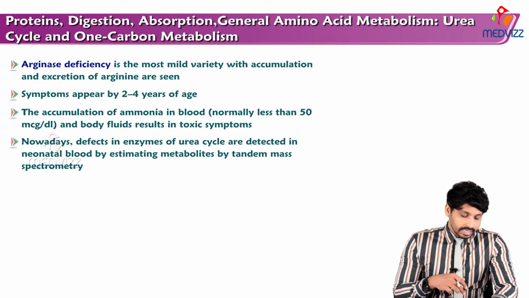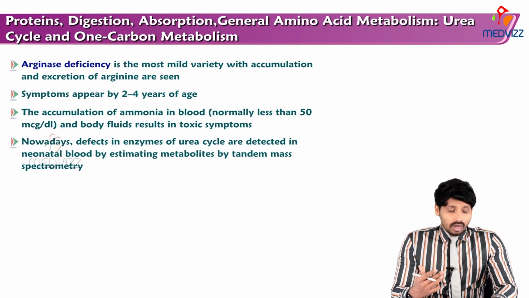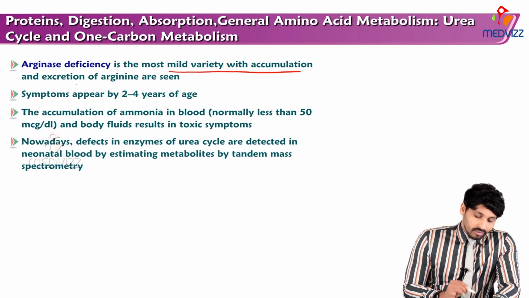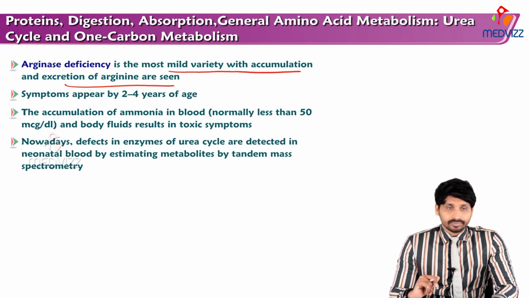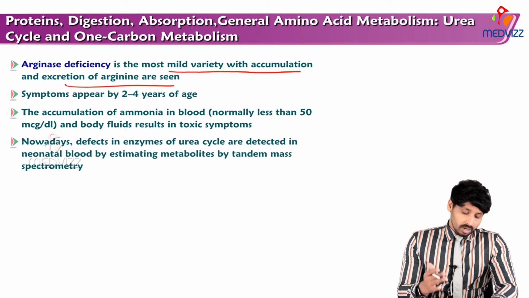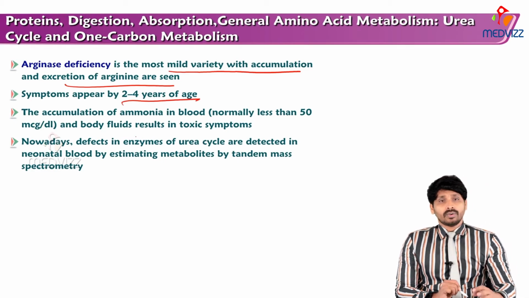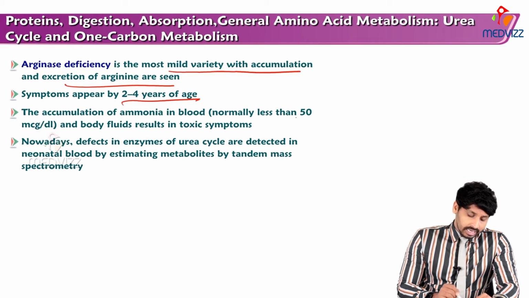In case of arginase deficiency, it is the mildest variety, with accumulation and excretion of arginine. Symptoms appear by 2 to 4 years of age. The accumulation of ammonia in blood, normally less than 50 micrograms per dl, and in body fluids results in toxic symptoms.